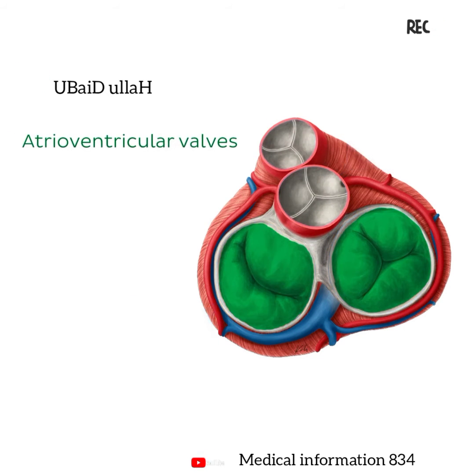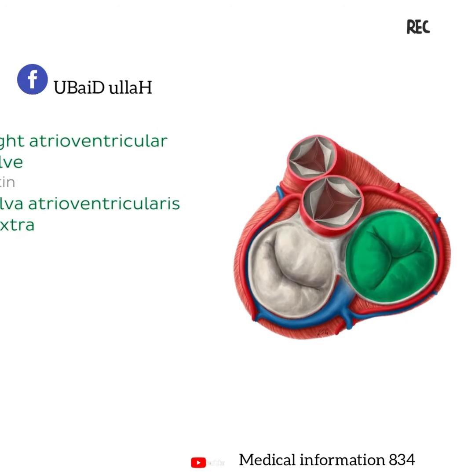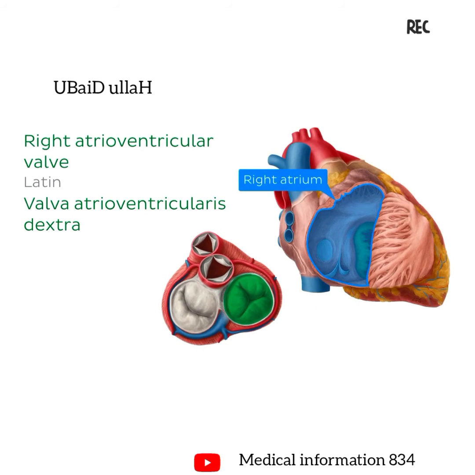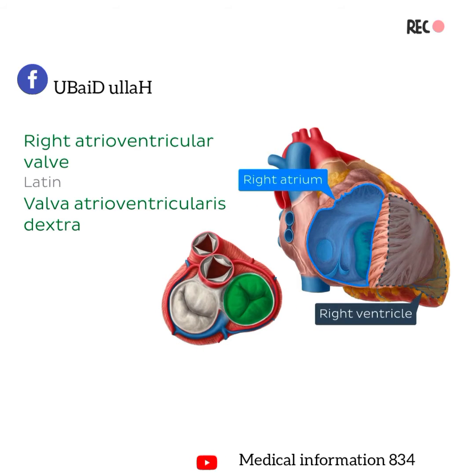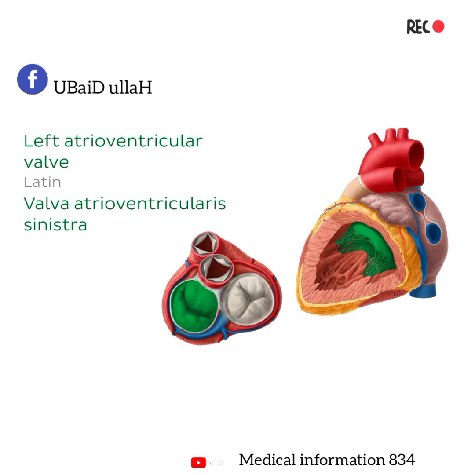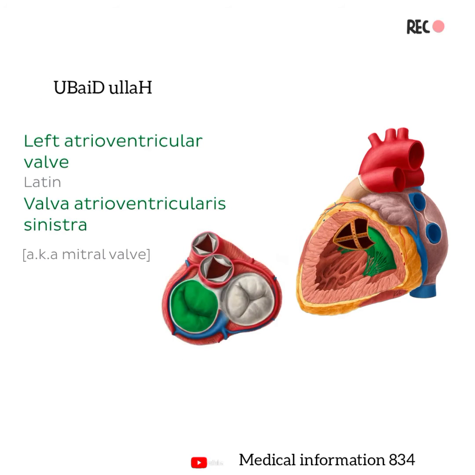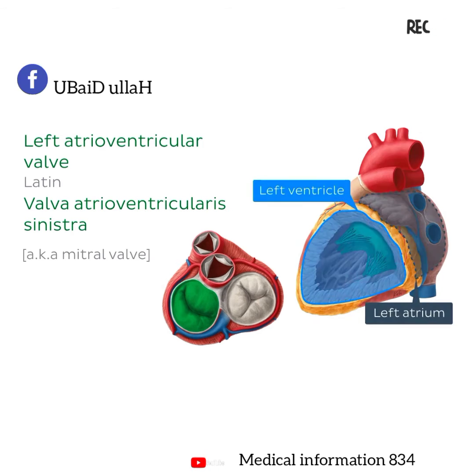The atrioventricular valves prevent backflow from the ventricles to the atria. The right atrioventricular, or tricuspid valve, is between the right atrium and right ventricle. It gets the name tricuspid because it has 3 cusps or leaflets. The left atrioventricular, or bicuspid valve, on the other hand, is also called the mitral valve, since it only has 2 cusps and resembles a mitre in shape. It lies between the left atrium and the left ventricle.